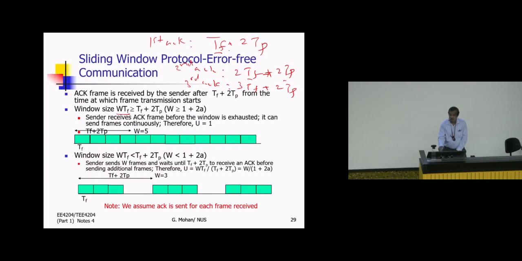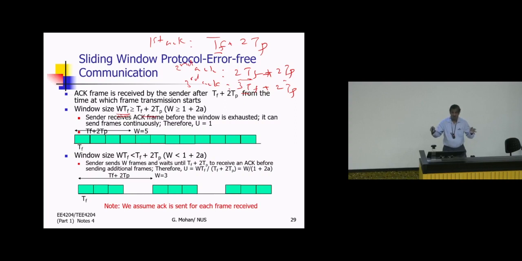At TF, the first frame is transmitted, at 2TF the second frame is transmitted, at 3TF the third frame is transmitted. At WTF, W frames are transmitted, right? So at WTF, all W frames are transmitted. If it is greater than or equal to TF plus 2TP, and TF plus 2TP is the time when the first acknowledgement comes back, correct? So if WTF is bigger, that means by the time the acknowledgement comes back, the window is not empty.